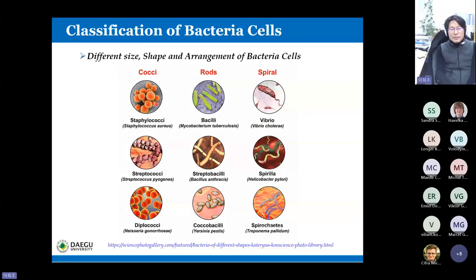Okay, bacterial cells have diverse sizes, shapes, and arrangements. Bacterial cells are primarily categorized into several kinds, such as cocci, or spheres, bacilli, and spiral-shaped bacteria. In this work, E. coli and Bacillus cereus are two types of bacterial cells.